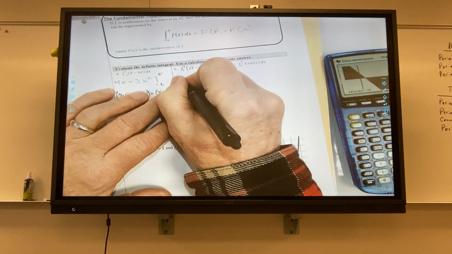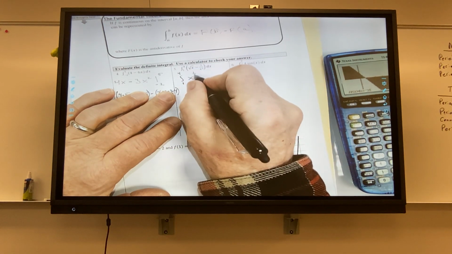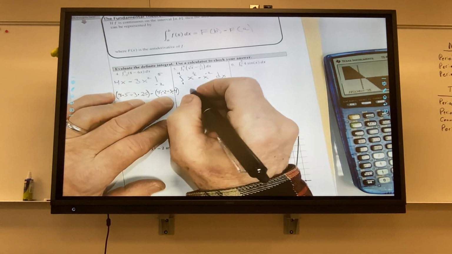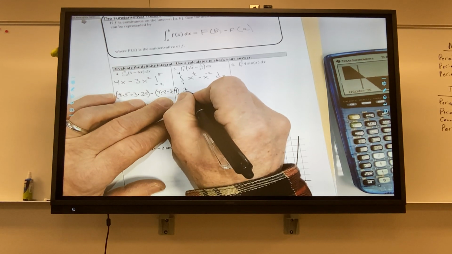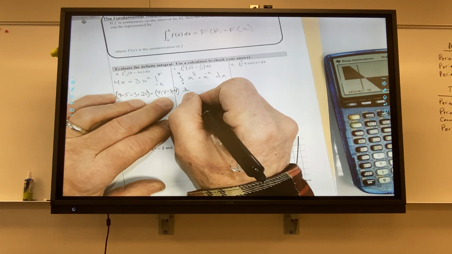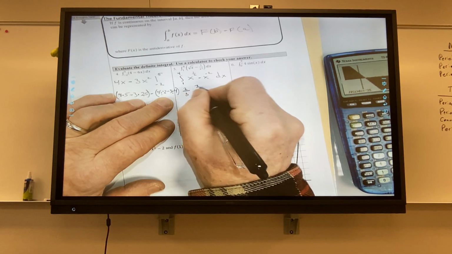Alrighty, Alexis, how would you do this? Would you rewrite it to begin with? Yeah. So you have x to the 1/2 minus x to the negative 2 dx, and your antiderivative would be? 3/2 x. No, backwards. Instead, 2/3 x to the 3/2 power. Perfect.